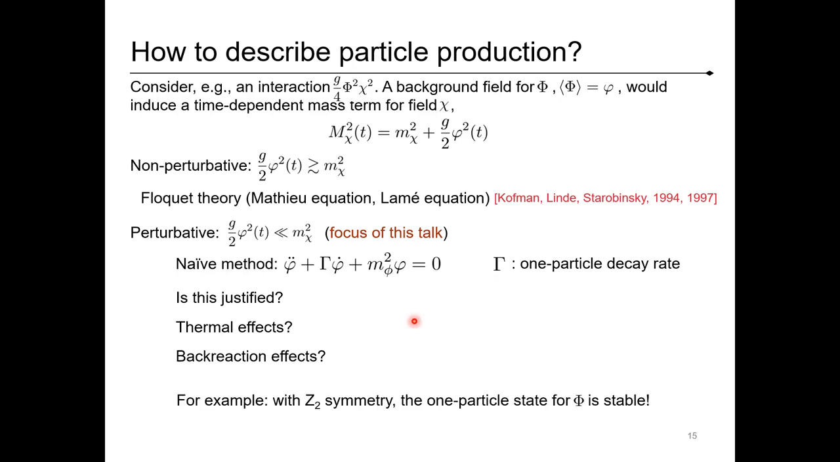In particular, if there is a Z2 symmetry, you have only phi squared terms, phi to the fourth terms, okay? If there's Z2 symmetry, the one-particle state for phi is stable. In this case, the one-particle decay rate is vanishing. But still, the background field, the condensate, still decays.